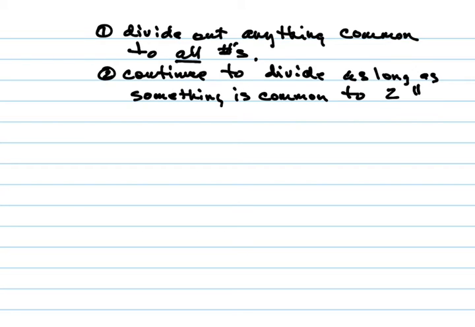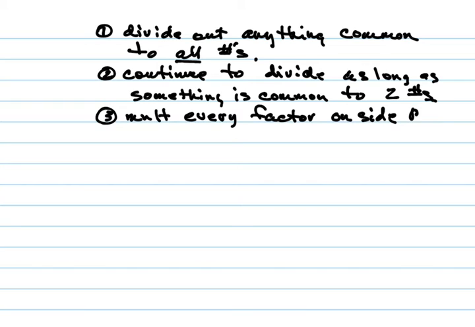Again, these are in your notes, so if you don't get all of this written down now, don't worry about it. I'm going pretty quickly here because we need to talk about how to use it. And then finally, once you continue to do that, you're going to multiply every factor on the side and bottom. Remember, the multiple uses everything, not just the things that are on the side, but every factor. Multiply them all. All right.